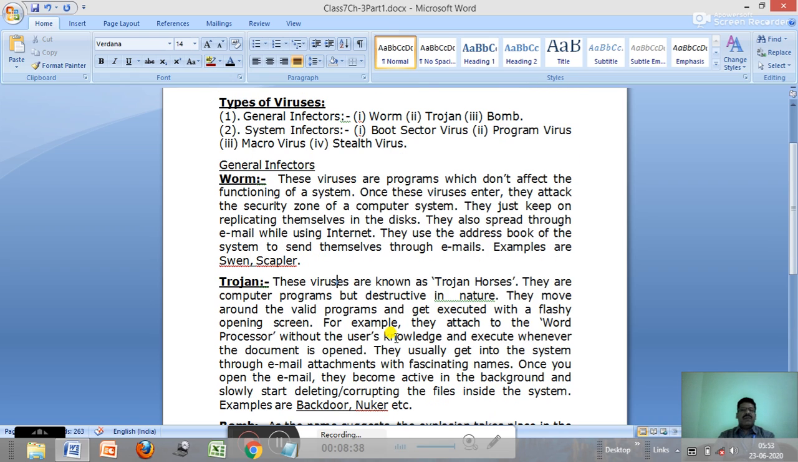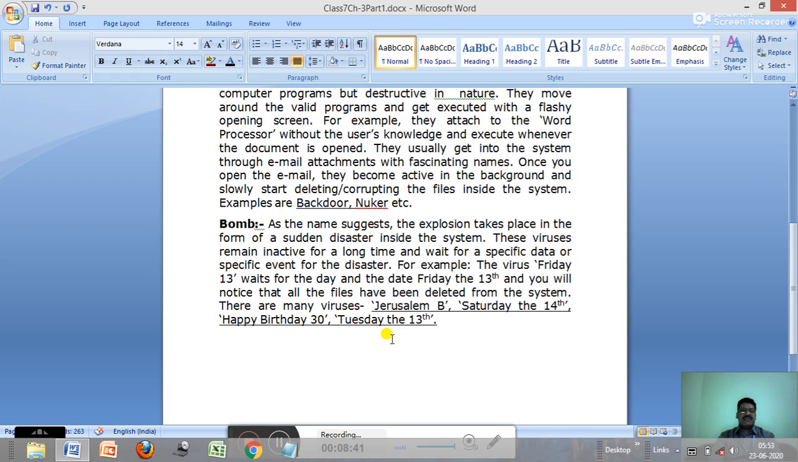So today we have completed the general infectors of viruses.